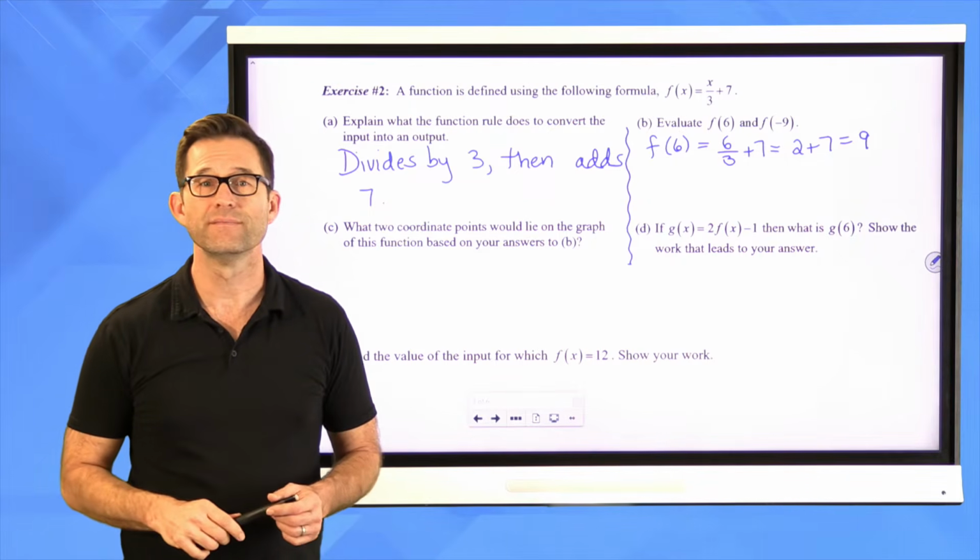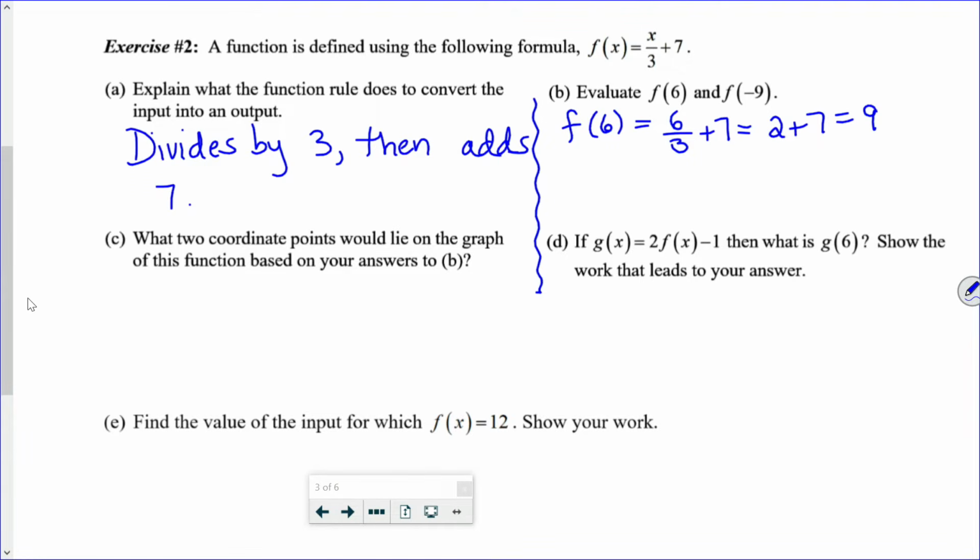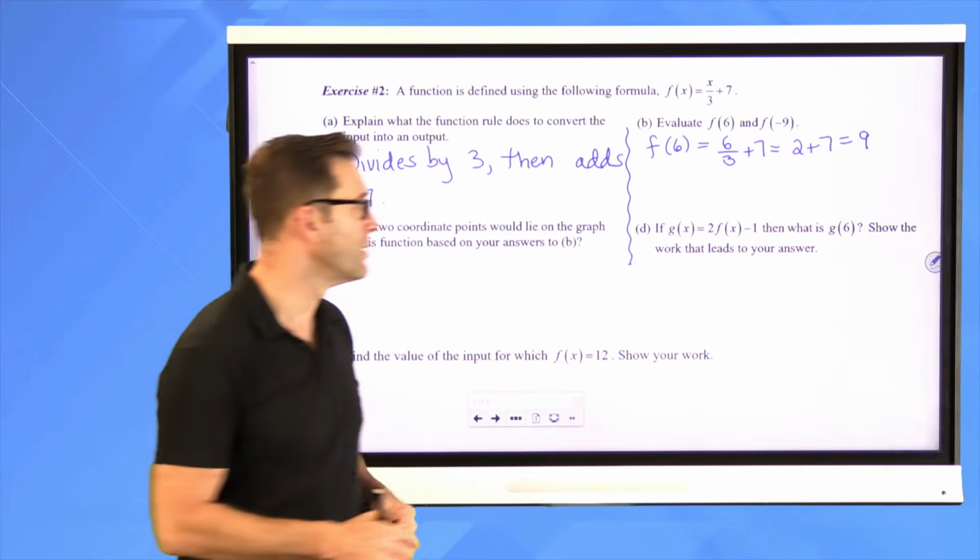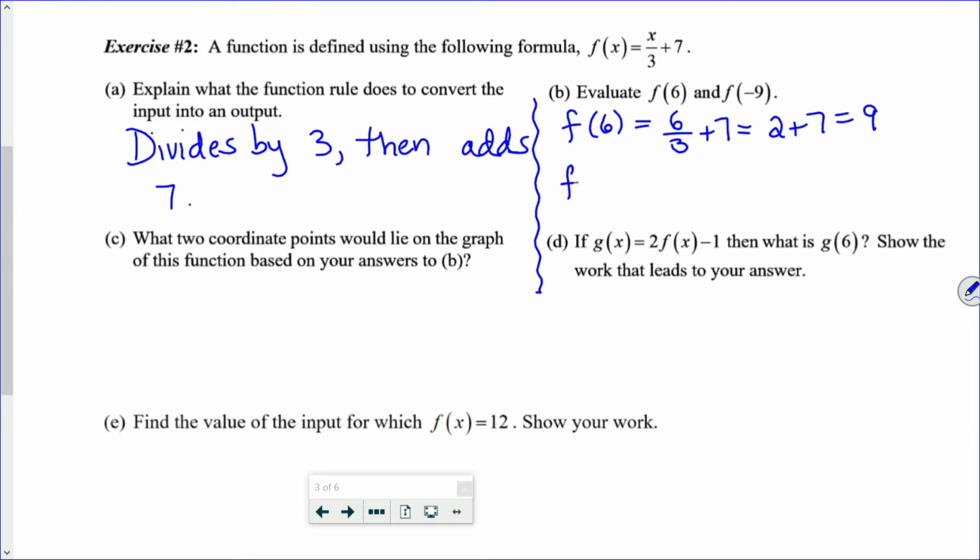Pause the video now. All right, let's do it. So simple enough. When I put in -9, I'll get -9 divided by 3 plus 7. -9 divided by 3 is -3 plus 7. And -3 plus 7 is 4.